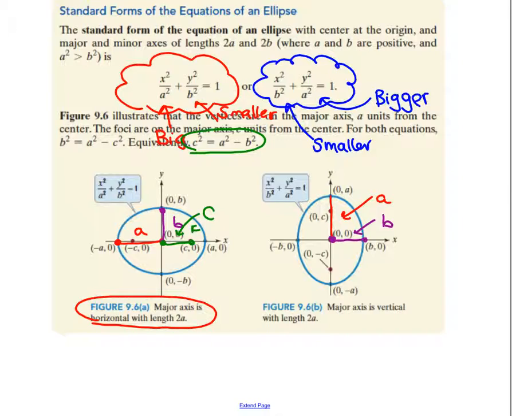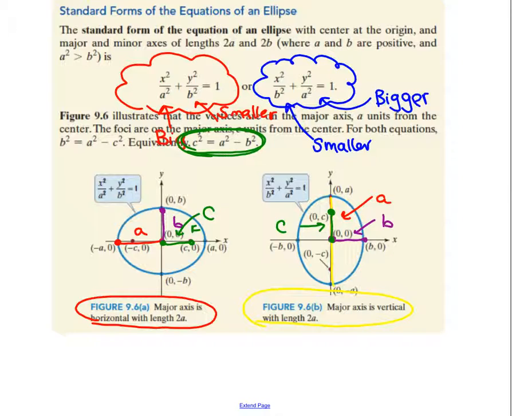The foci points will be along the major axes. This is the major axis, which is a vertical major axis. The foci point will start at the center to the length of c. This green distance is c. Again, we find that c distance from this equation. c squared equals a squared minus b squared. All right, so that's some general information.